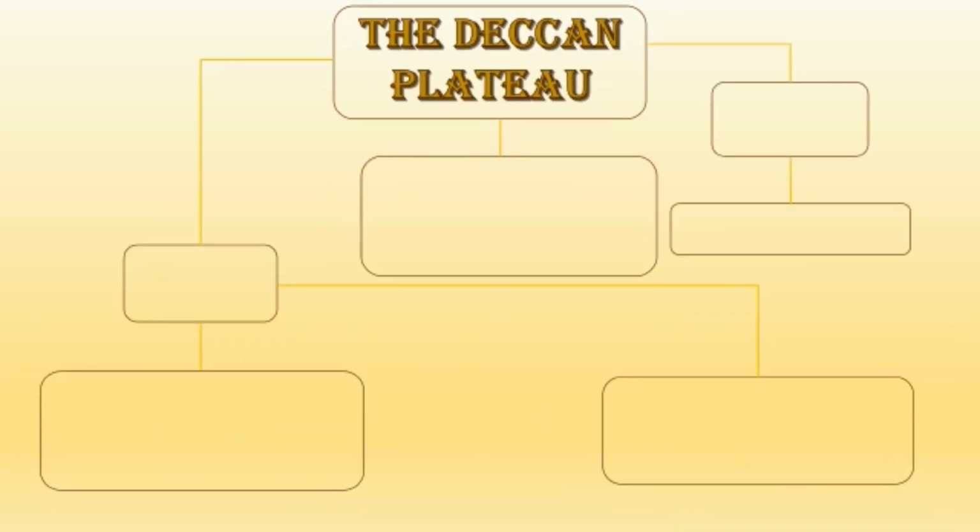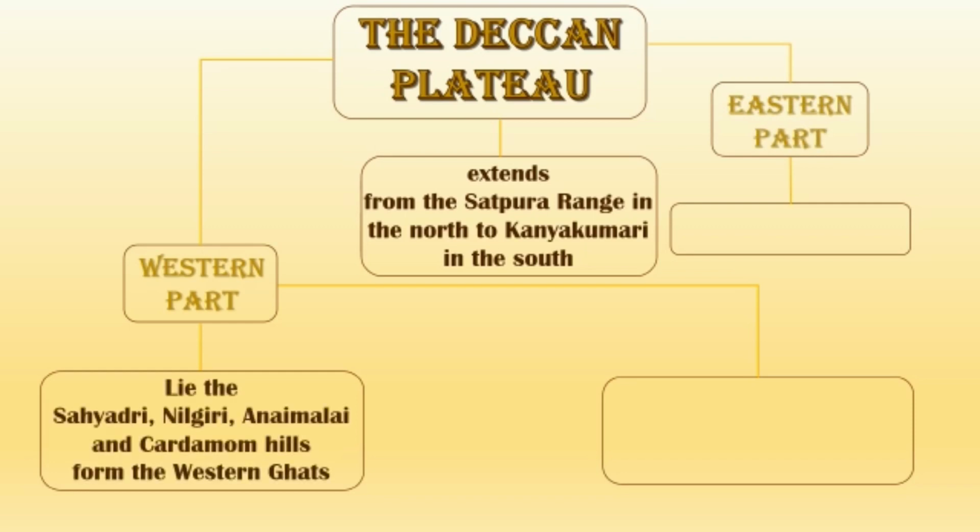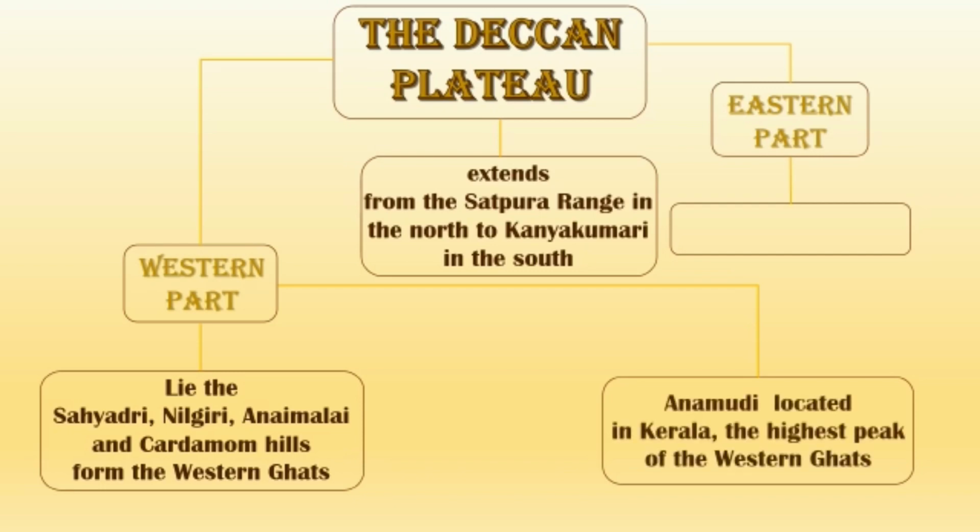The Deccan Plateau extends from the Satpura Range in the north to Kanyakumari in the south. On the western part of the plateau lie the Sahyadri, Nilgiri, Anaimalai, and Cardamom Hills. These hills form the Western Ghats. Anaimudi, which is located in Kerala, is the highest peak of the Western Ghats.